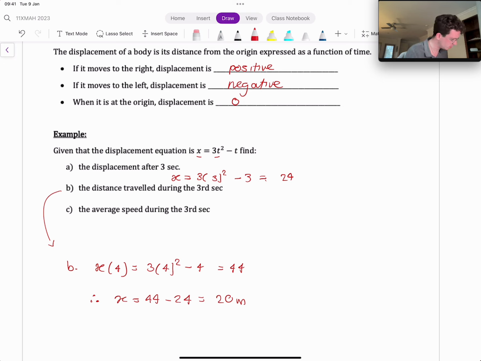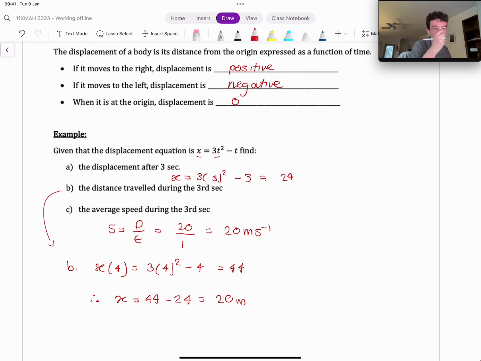Is that right? Let me just double check my maths there. 3 times 4 squared minus 4 is 44. Good. So the average speed during the 3rd second, well, we know that speed is equal to distance over time. So the average speed is going to be 20 over 1, since the 3rd second is just 1 second, so 20 meters per second.